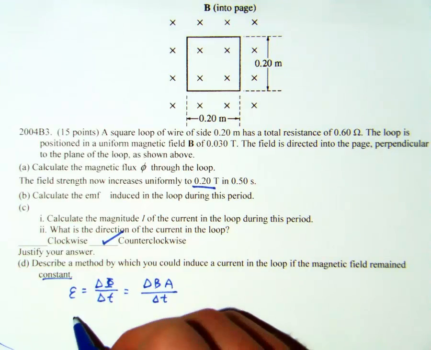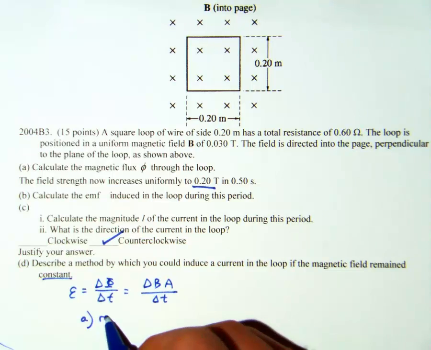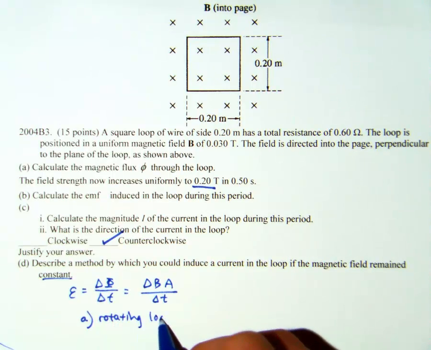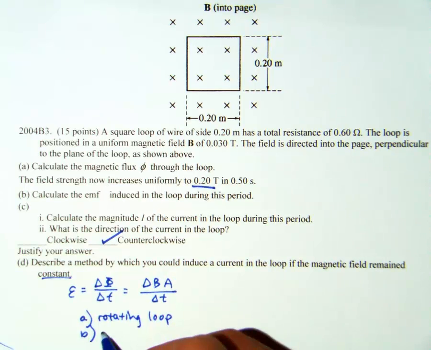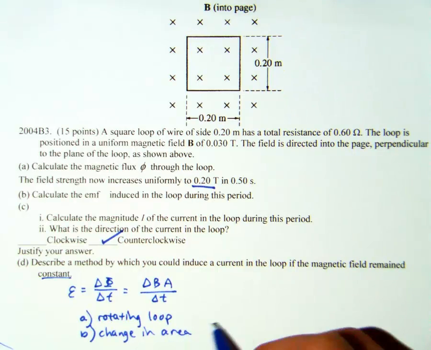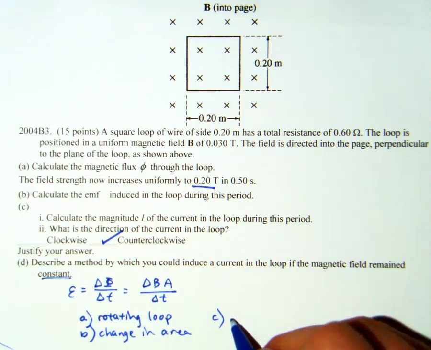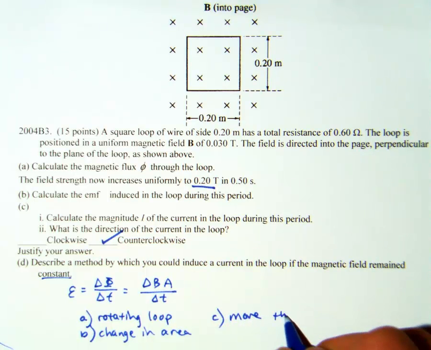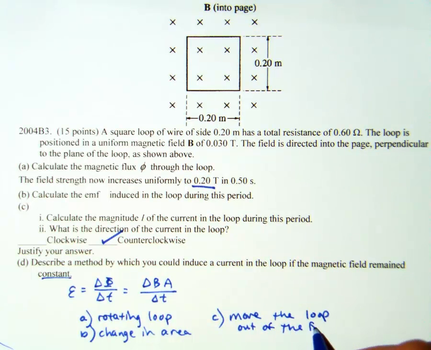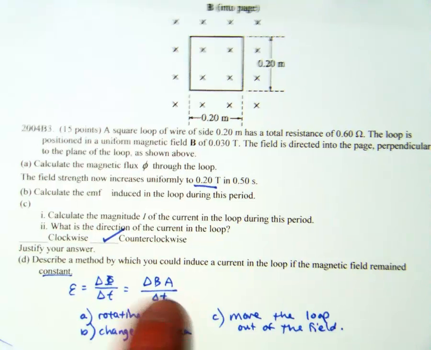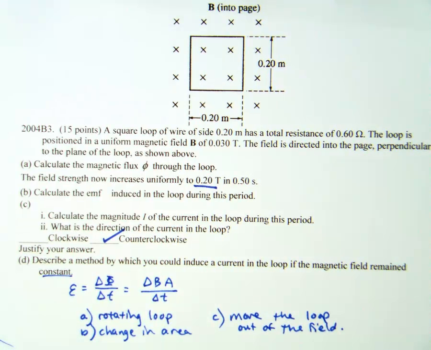You could describe either a rotating loop, you could describe a change in area of the loop, or you could say we're going to move the loop out of the field. Those are the three ways that you could induce a current by changing the area. And that is the answer for problem 3.